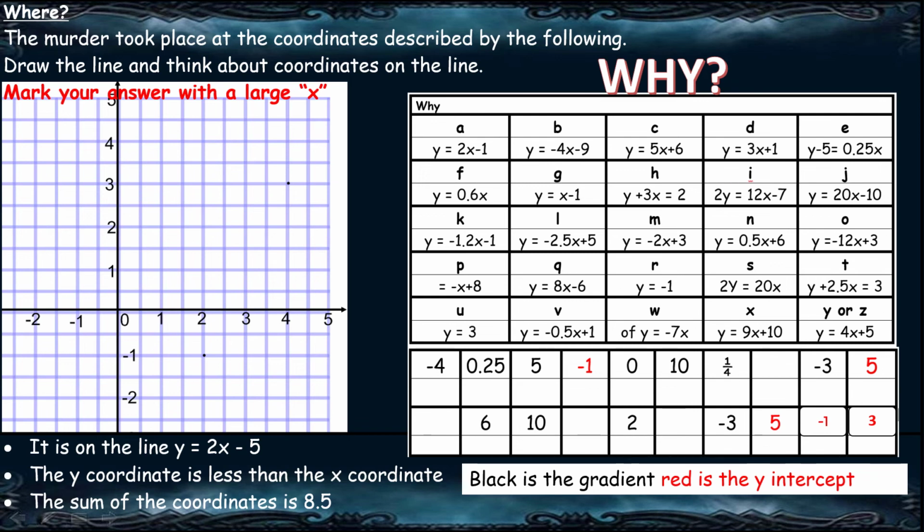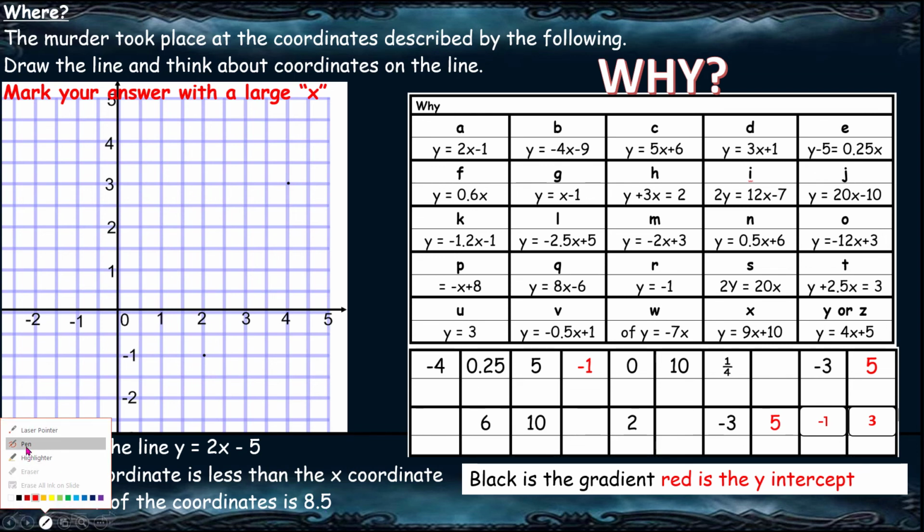So for this question here, it is on the line y equals 2x minus 5. This is where the murder took place, at the coordinates described by the following. Draw the line and think about the coordinates on the line. So you do your table of values, do this in your books. Draw the line 2x minus 5. Just substitute x equals 1, 2, 3 and 4 and then draw your line. The y coordinate is less than the x coordinate, and the sum of the coordinates is 8.5. So the x coordinate and the y coordinate have to add together to make 8.5.